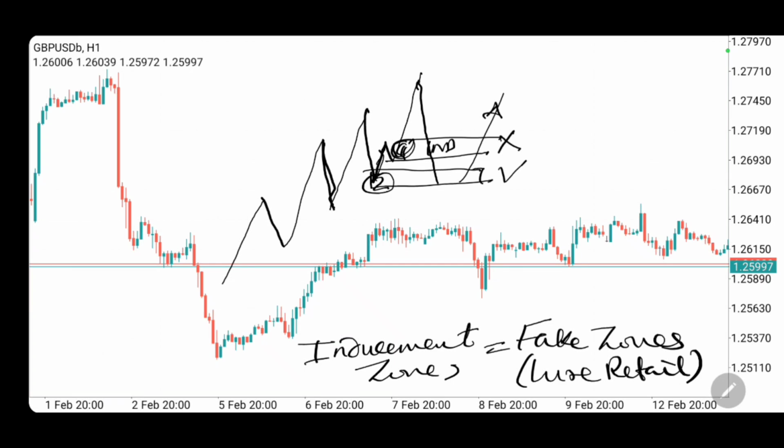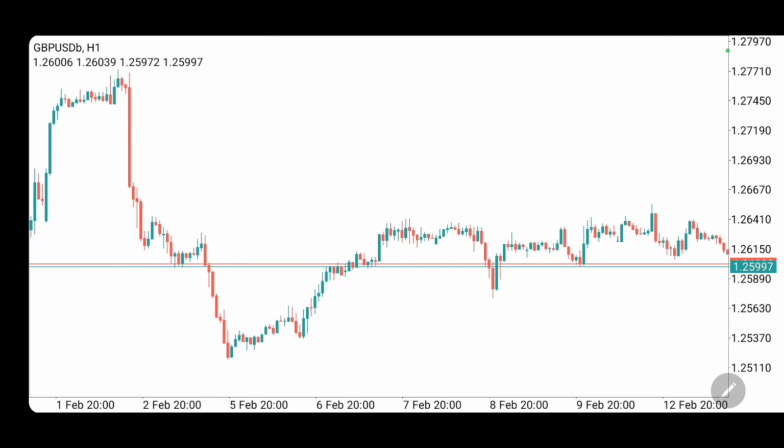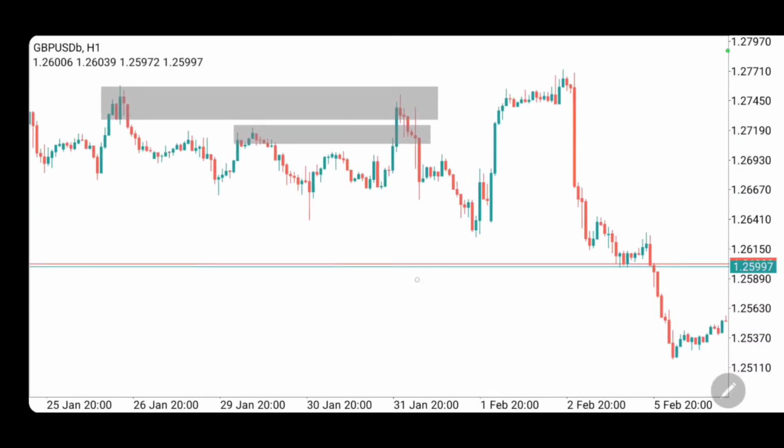These concepts I'm sharing with you will actually help you to increase your win rate. This concept will help you to maximize your profit and avoid losses. Your losses will drastically reduce if you assimilate all these concepts I'm sharing with you. Now let us see some chart examples. Now this is an inducement.